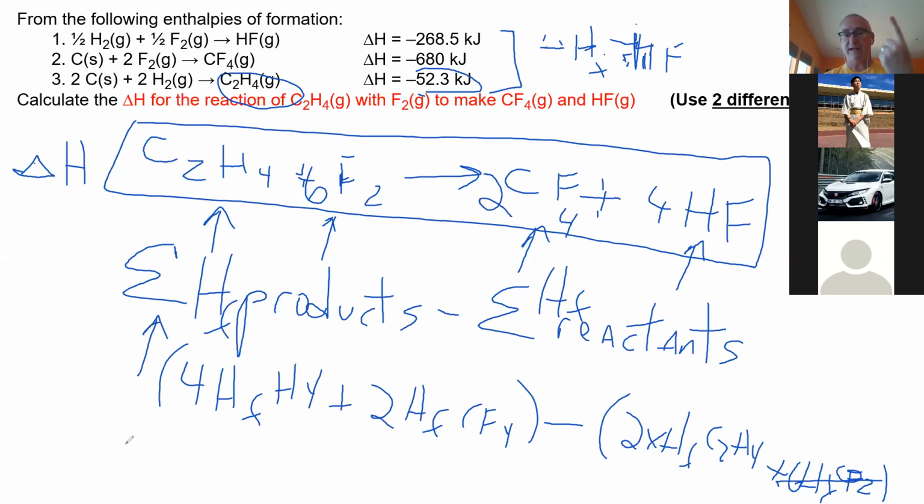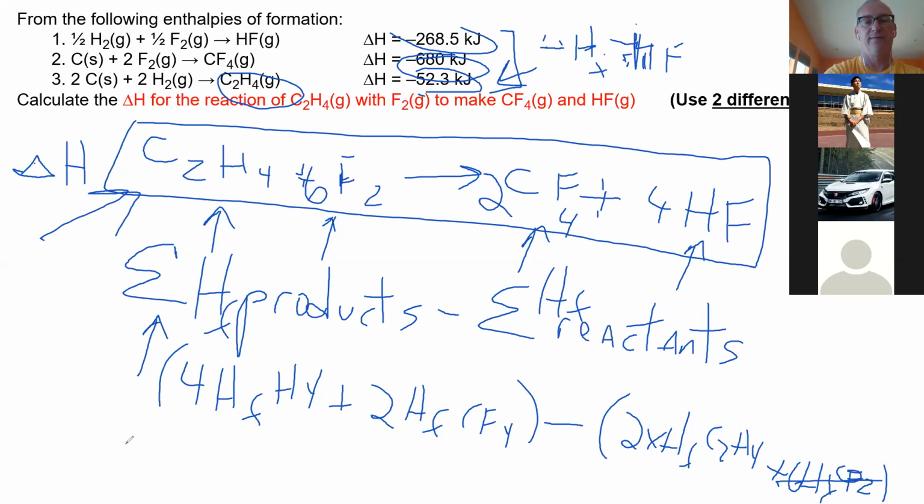So one way to calculate this is to take 4 times the heat of formation of HF, which is here, 2 times the heat of formation of CF4, and that's this. And then we subtract from that 2 times the heat of formation of C2H4, which is this one. That would help us find our delta H for this reaction right here. All those together give you the overall heat of reaction.